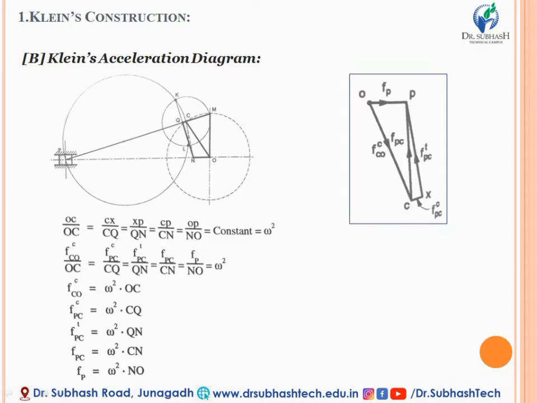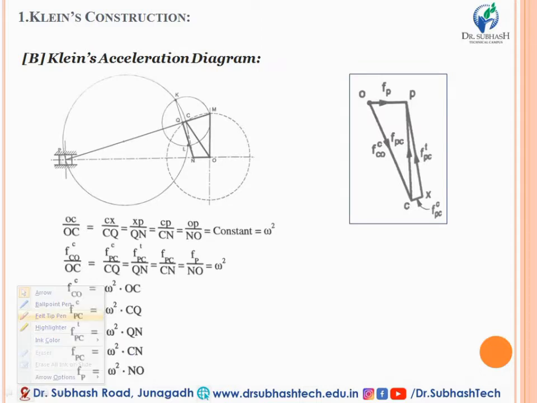So look at the diagram. Again there is a mechanism used in an IC engine, that means a slider crank mechanism, and there are a few steps that you have to follow while drawing the acceleration diagram. Let's see that step by step, and accordingly we draw Klein's acceleration diagram. The first step is to draw a configuration diagram of the slider crank mechanism, that means this diagram.